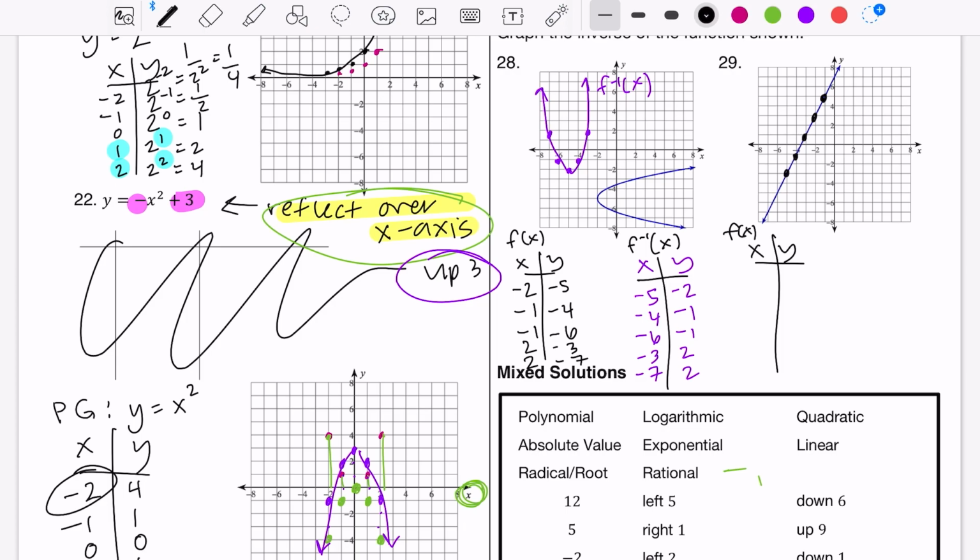So I have this first point is (-5, -3), then (-4, -1), then this one is (-3, 1), (-2, 3), and (-1, 5). And then for the inverse, just switch x and y.